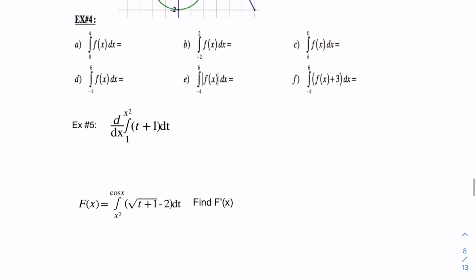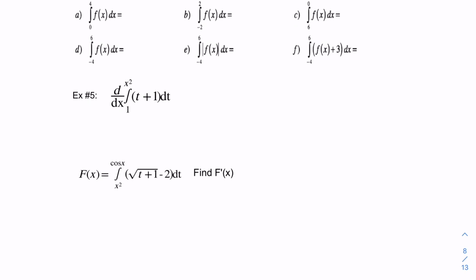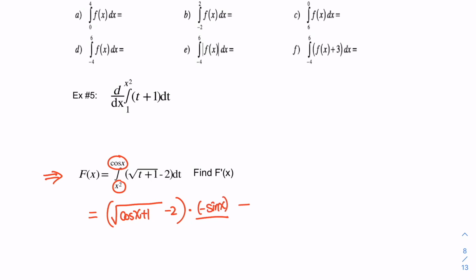Let me go over example 5 right here. So the lower boundary is not a constant, and the upper boundary also is not x only. In this case, we have to use the chain rule. We just need to plug in t using cosine of x, then multiply by the derivative of cosine, which gives us negative sine. Minus the lower boundary, we plug x squared in, times the derivative of x squared, which gives us 2x.